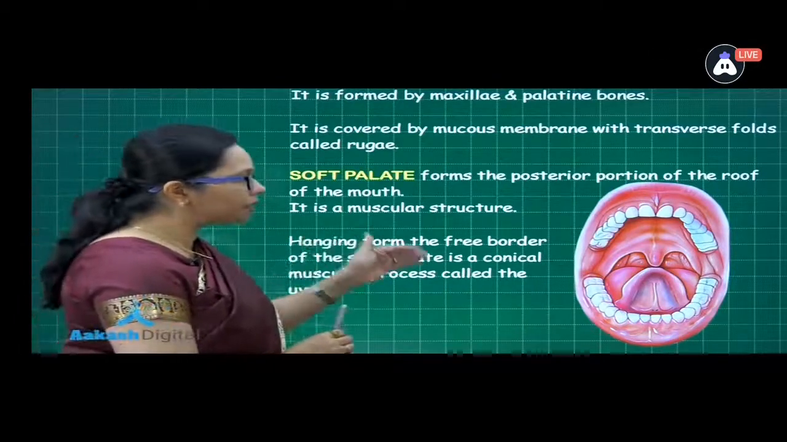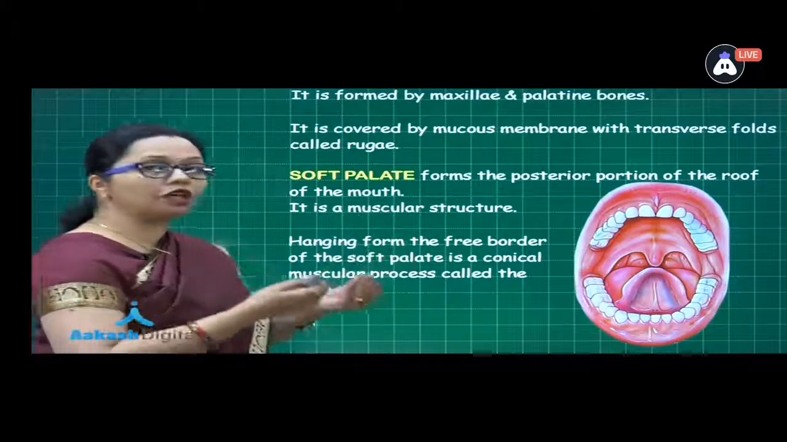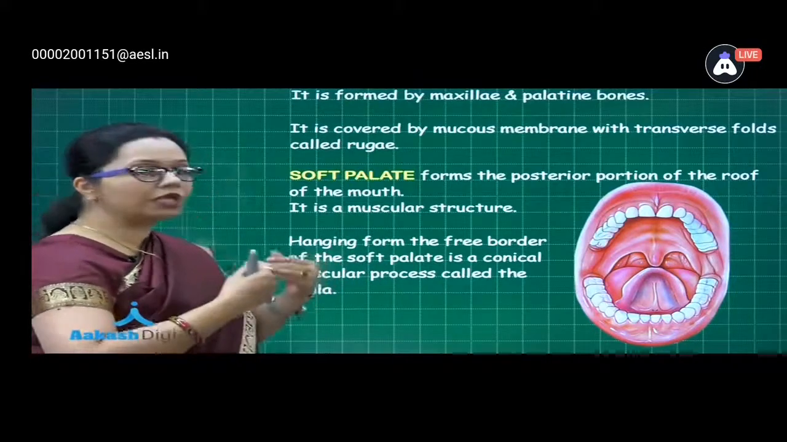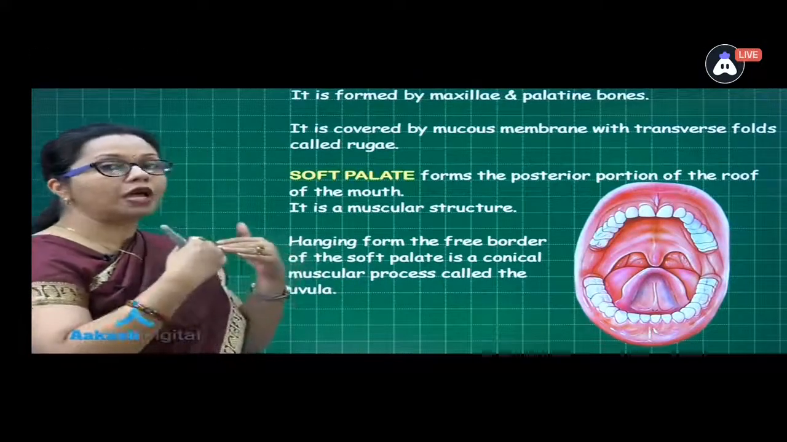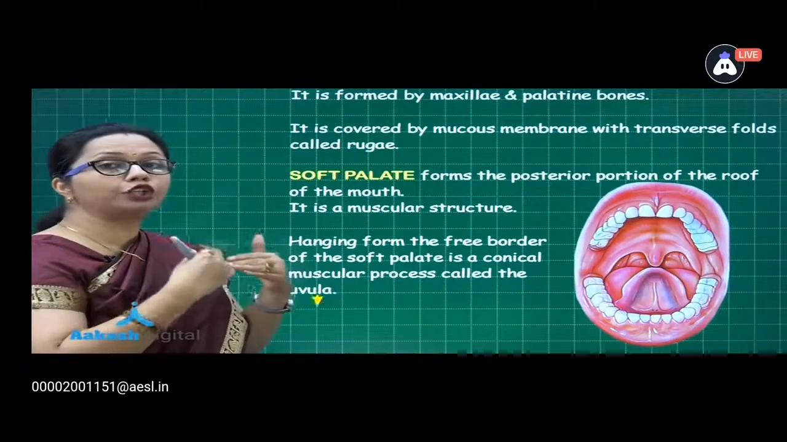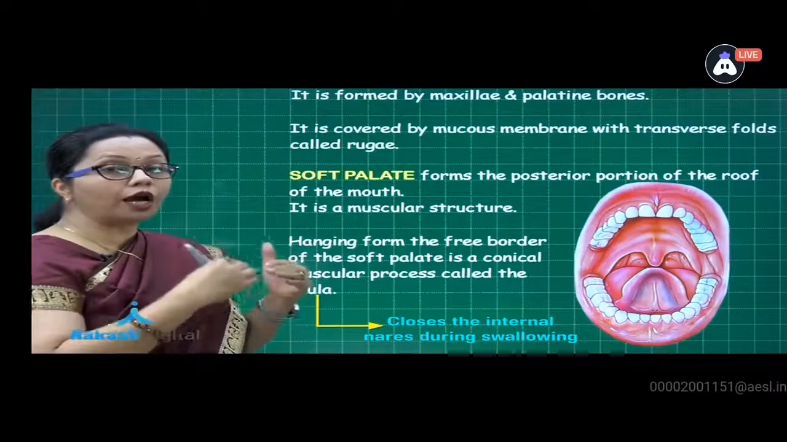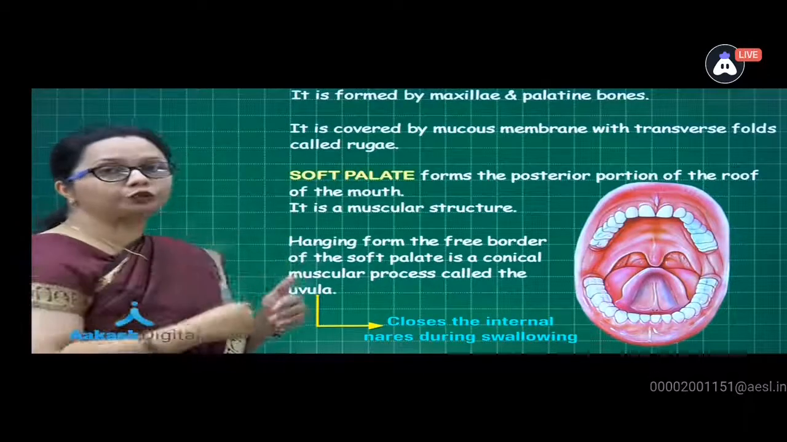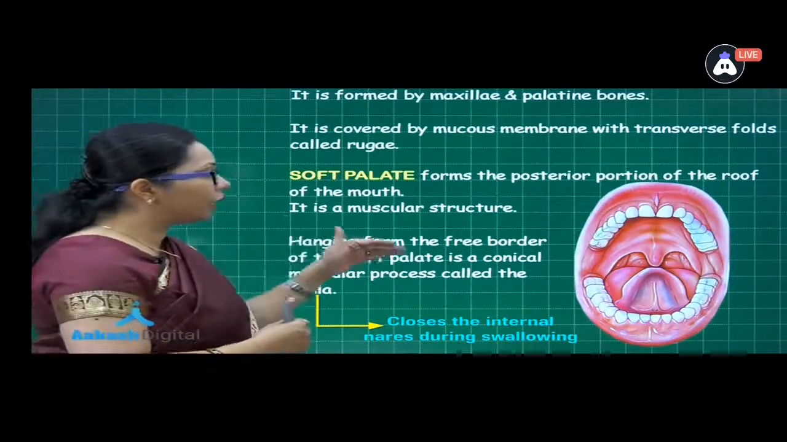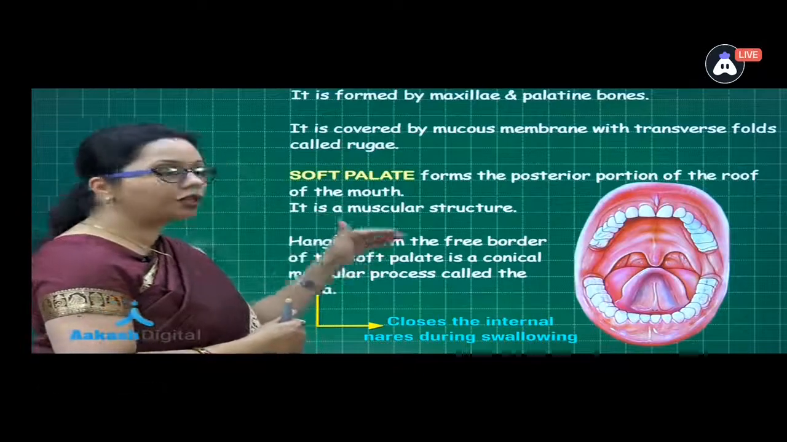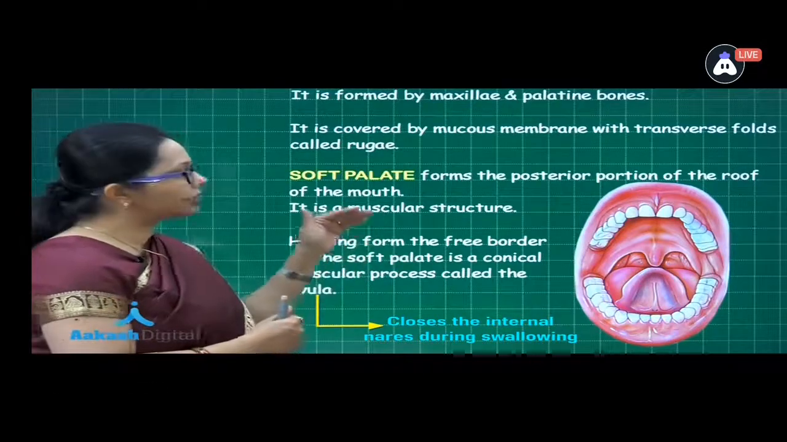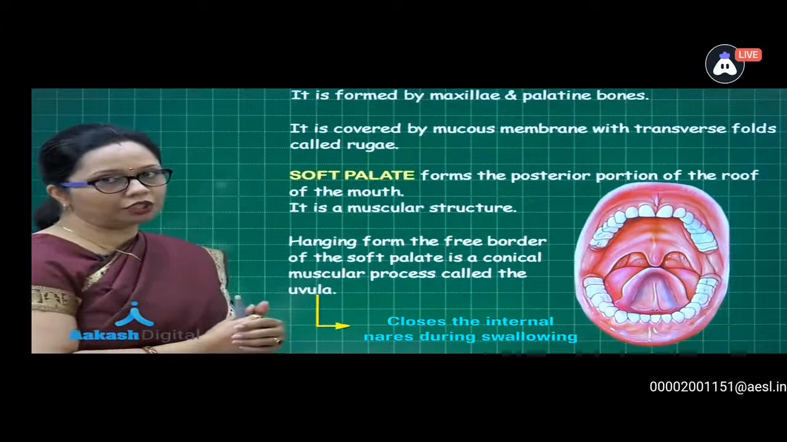And what is its purpose? When we are swallowing the food, the soft palate moves, and along with the uvula it closes the internal nostrils so that the food may not go into the nasal cavity. So this way, being a soft, muscular structure, it is able to close off the internal nostrils.